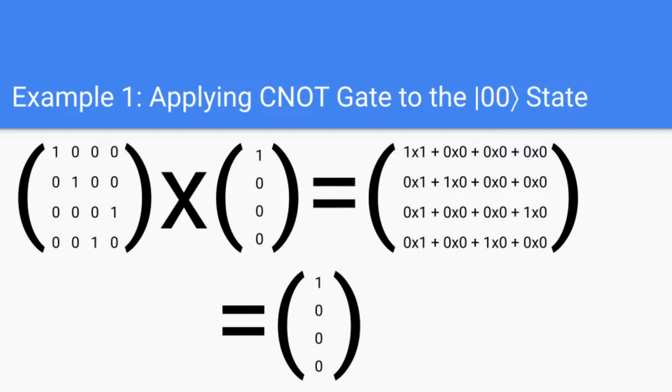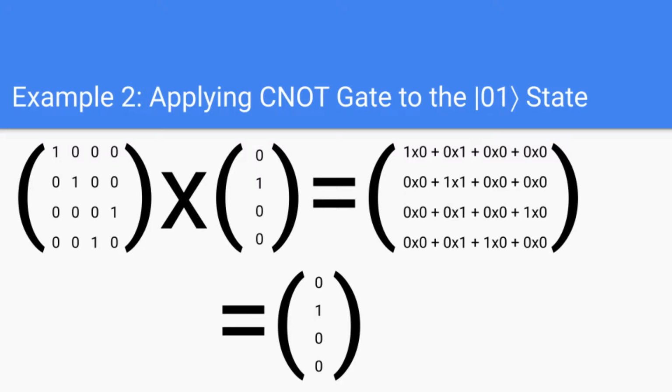When we multiply these two matrices together, we get 1 times 1 plus 0 times 0 plus 0 times 0 plus 0 times 0 on the top, 0 times 1 plus 1 times 0 plus 0 times 0 plus 0 times 0 on the second row, 0 times 1 plus 0 times 0 plus 0 times 0 plus 1 times 0 on the third row, and 0 times 1 plus 0 times 0 plus 1 times 0 plus 0 times 0 on the bottom row. Adding all these values up, we get 1, 0, 0, 0, which is the expected result, as this just means that the state was unchanged and we have a 100% chance of collapsing into the 0, 0 state.